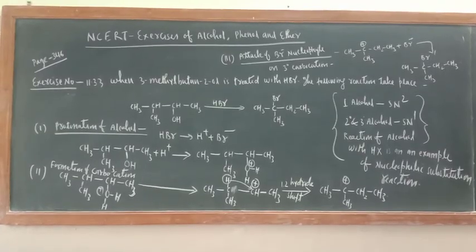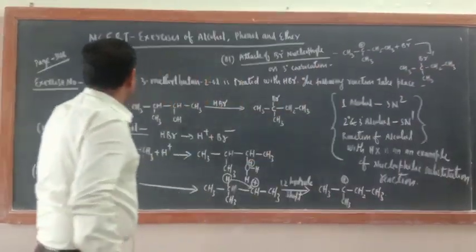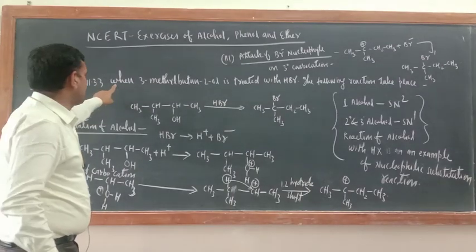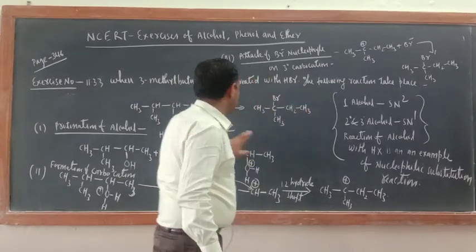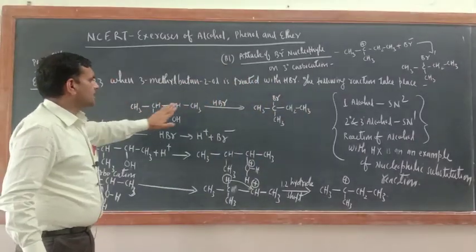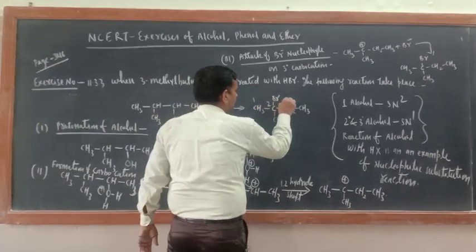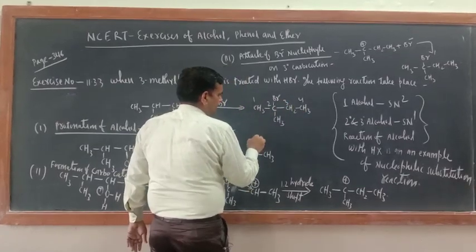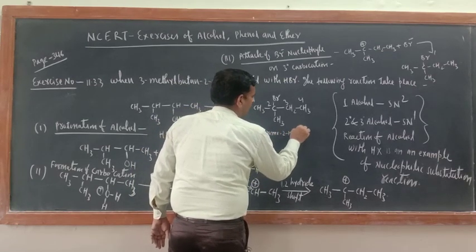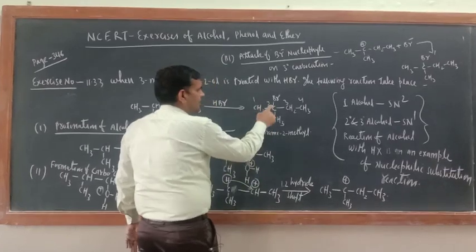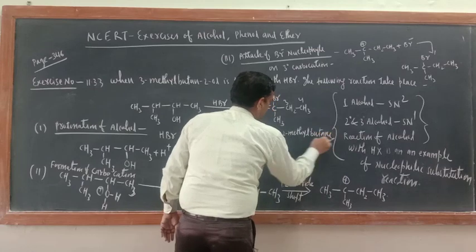Okay, just see. This is exercise number 11.33. Page number same, 346. And this question is given in almost all sample papers. When 3-methyl butan-2-ol is treated with HBr, the following reaction takes place. This is the reaction with HBr. This is the product. What is the name of this product? 1, 2, 3, 4. The name of this product is 2-bromo-2-methylbutane. Okay, this is the product.